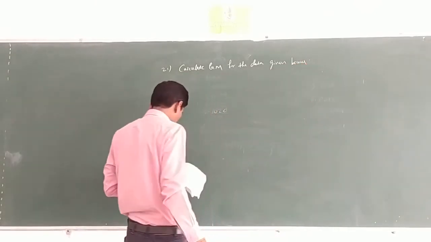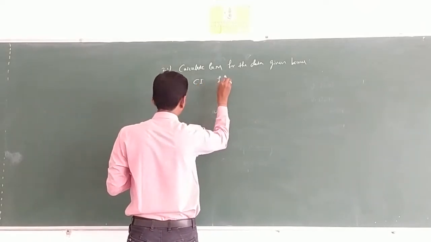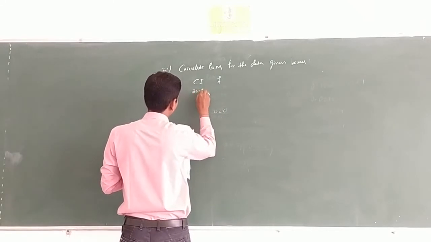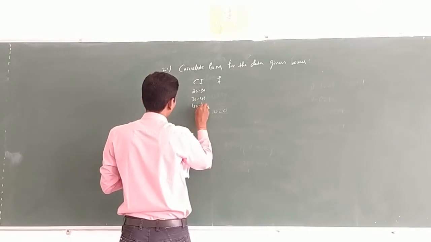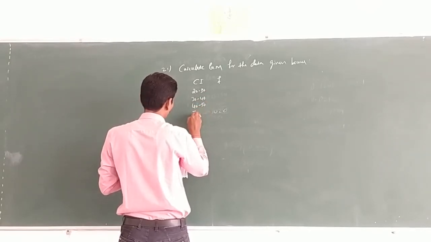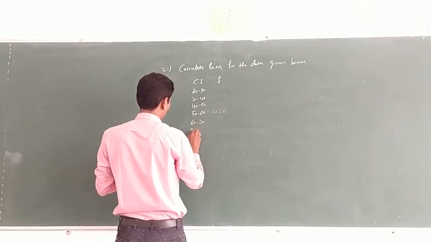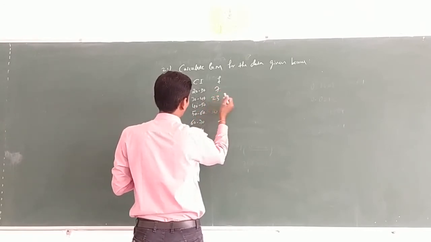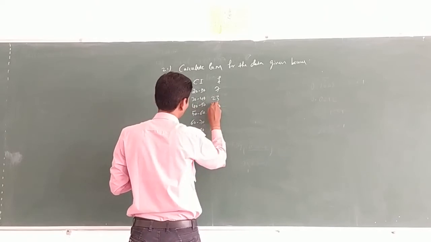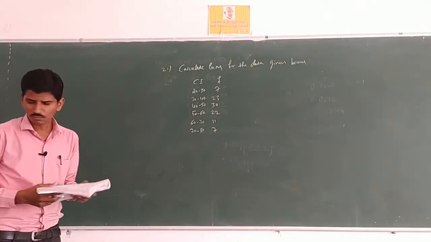Here they are given class intervals with respect to frequencies: 20 to 30, 30 to 40, 40 to 50, 50 to 60, 60 to 70, and 70 to 80, with respect to frequencies 7, 23, 30, 22, 11 and 7. Find GM for the data given below.